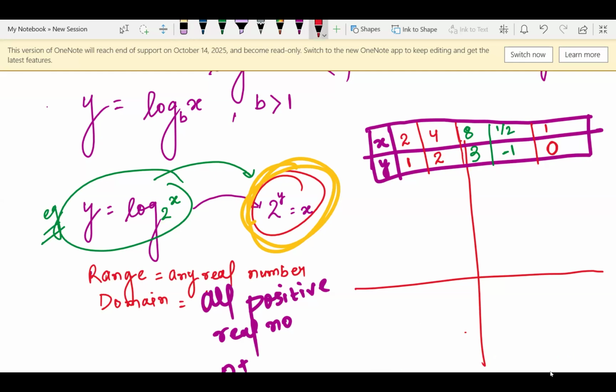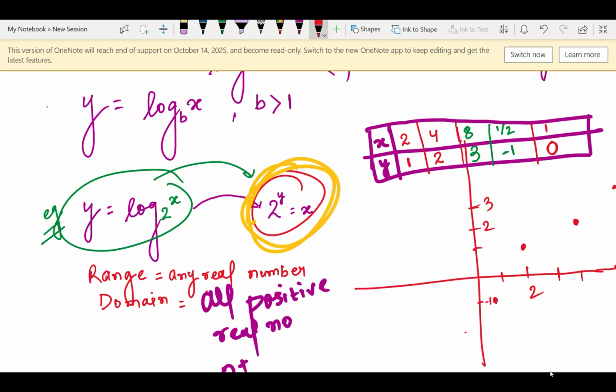ओके. अब एक Yes. हमारा कोऑर्डिनेट है 2,1, ये रहा. दूसरा कोऑर्डिनेट है 4,2, ये रहा. तीसरा कोऑर्डिनेट है 8,3. इट विल बी ओके वेरी फार. ओके, एंड देन just 3. Okay, like this. And the next coordinate I have found is jab when x is 1 by 2, that means 0.5, y is minus 1, right? Yes. This is the point.